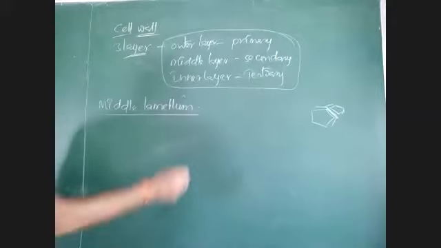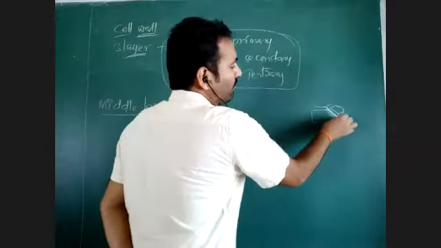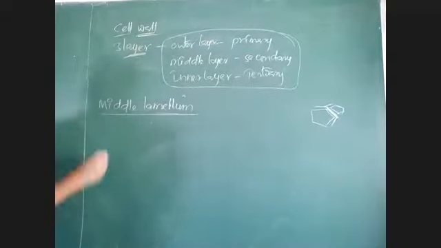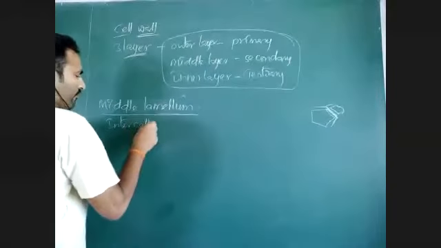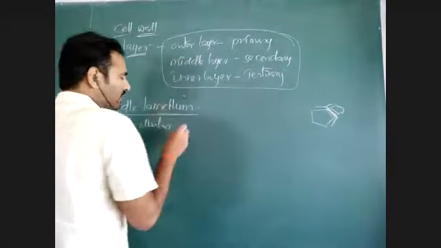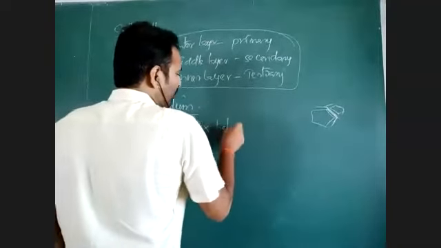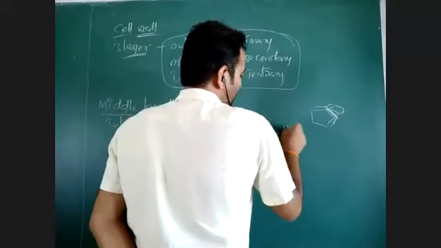Middle lamellum: the cell walls of two cells are connected with the middle lamellum. Middle lamellum is a layer present between two cell walls. It is an intercellular matrix present between two adjacent cells.